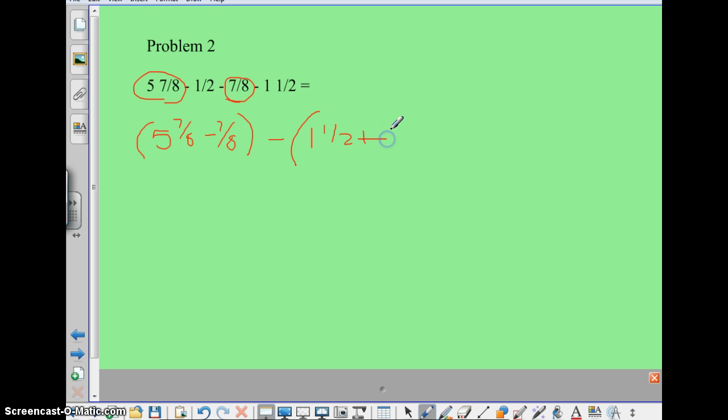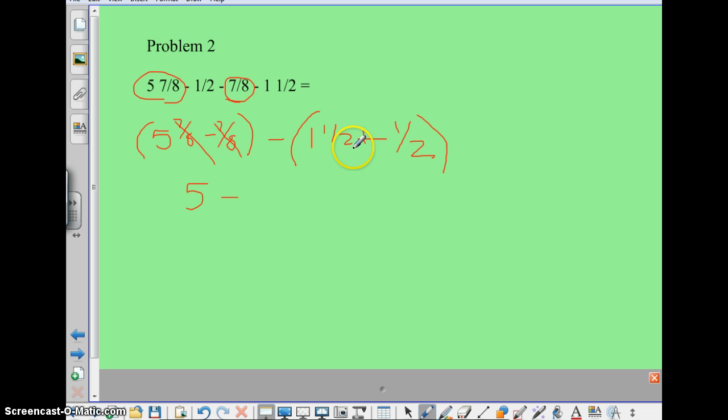And 1 1/2 plus 1/2. Okay, so if I have 5 and 7/8 minus 7/8, I'm going to end up with 5, correct? Because these cancel each other out. 7/8 minus 7/8 is 0.